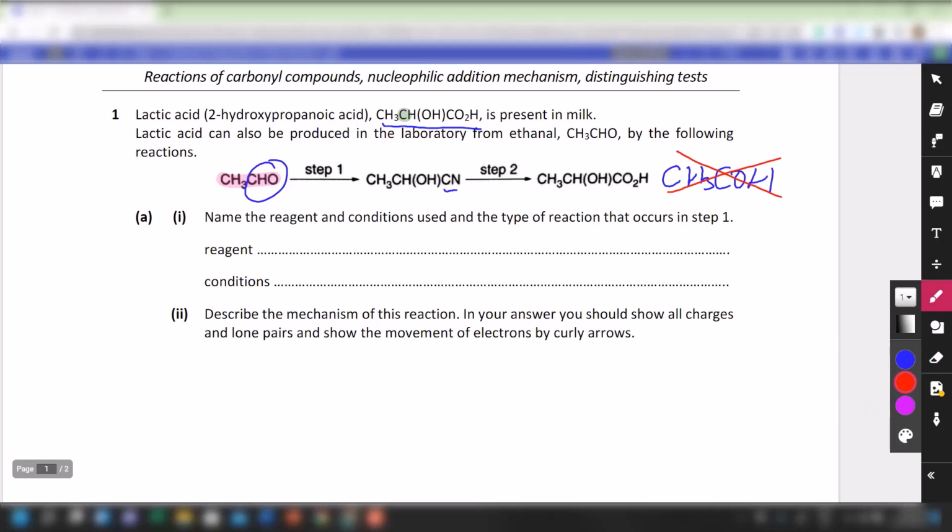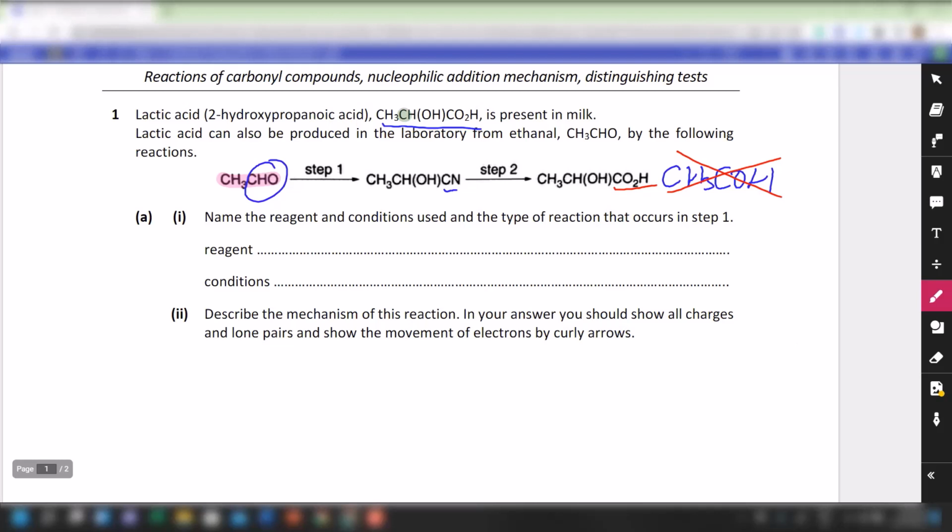So clearly step 1 is a nucleophilic addition step, and then in step 2, you realize that the C≡N triple bond is gone, and you get a carboxylic acid. So step 2 should be acidic hydrolysis, something which you are very familiar with from the topic halogen derivatives onwards. For question A, part 1, you are supposed to name the reagents and conditions used and the type of reaction for step 1. So clearly this is nucleophilic addition.